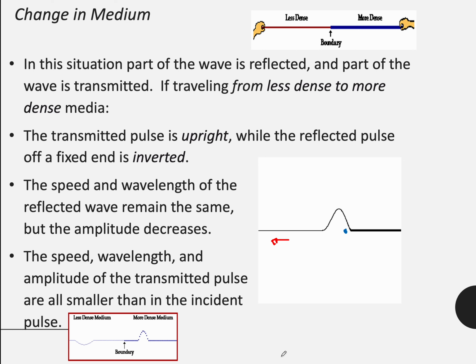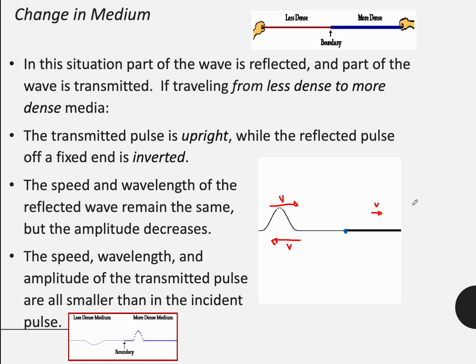The speed, wavelength, and amplitude of the transmitted pulse are all smaller than in the incident pulse. It turns out when you get to a more dense medium, the velocity decreases. So out here, you might have a very large velocity, both there and back, but the wave that transfers in the denser medium is always smaller. Waves travel slower usually in more dense strings.